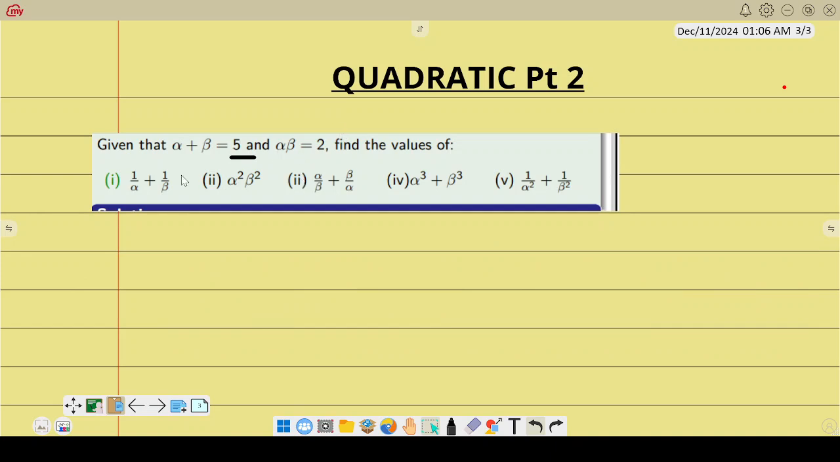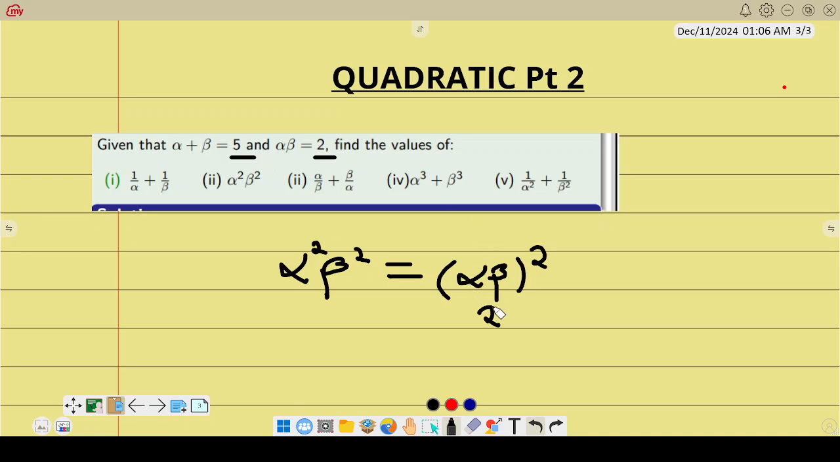So what if this one, alpha squared beta squared, this can be written like this. Yeah, like we factor out a power. So alpha beta, it is 2 they gave us, and then 2 squared, it's 4.